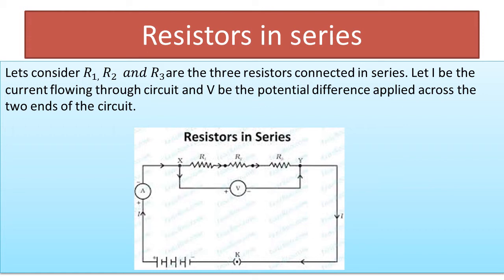Look at the diagram given here. Here you can see clearly R1, R2 and R3 are the three resistors connected one after the other in a line. That means they are connected in series. Let us consider a potential difference applied across two ends of the circuit is V. That means potential difference offered by the battery here is V. And let us consider I is the total amount of current flowing through the circuit.